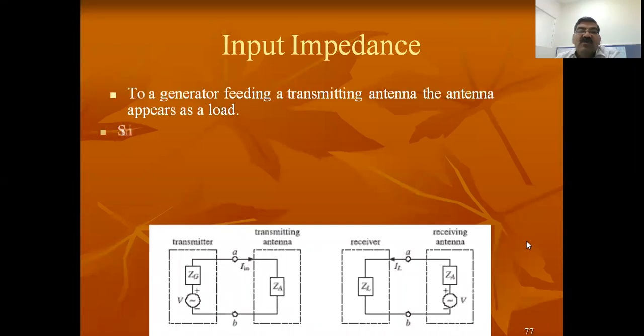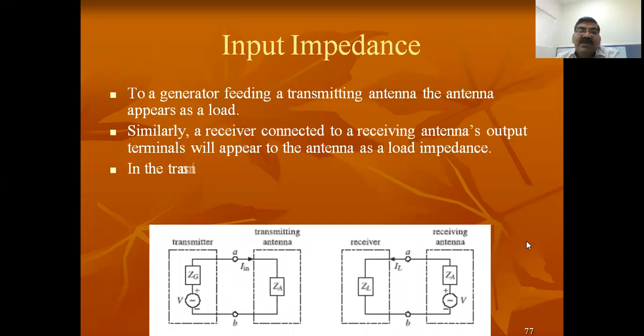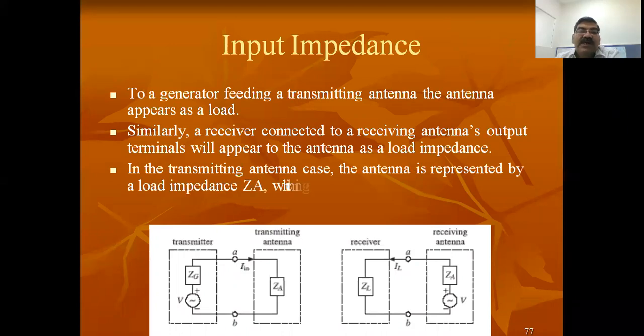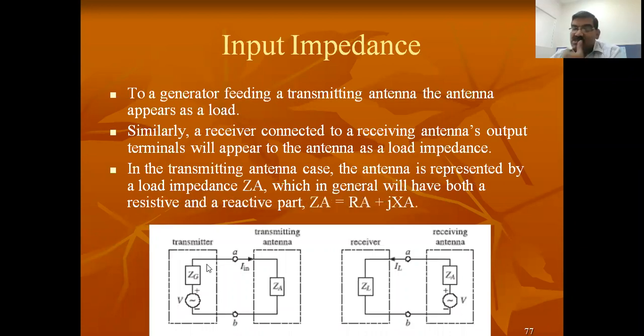So here we can understand the same thing. I put it here: the transmitting and the receiving antenna, and how each appears as a load or as a source. In this case, the transmitter is a source, and the receiving antenna is a source. Okay. So this ZA is divided into two parts, RA plus jXA. That is, the impedance is bifurcated into two parts, the resistance and the reactance. The X part is the reactance.